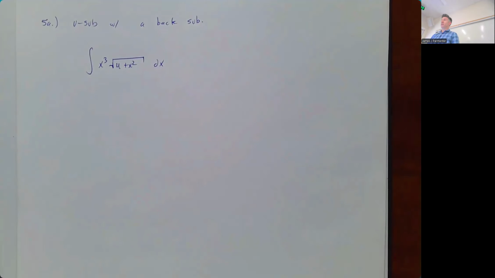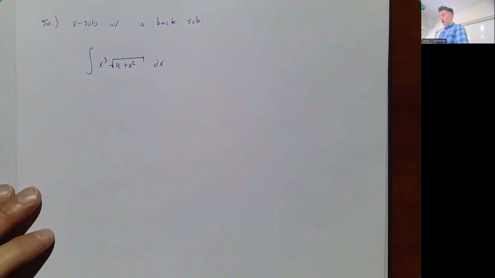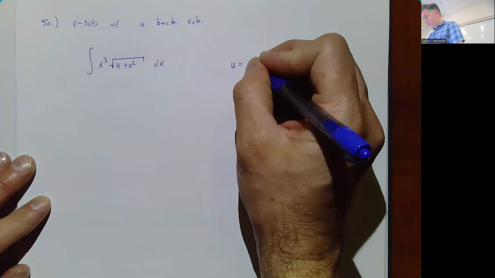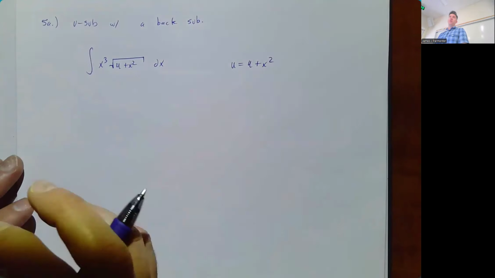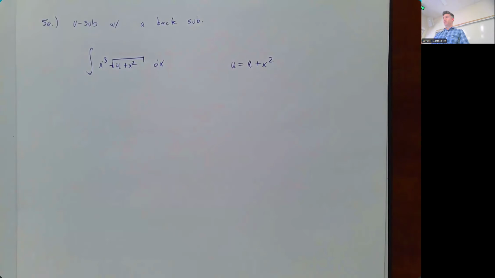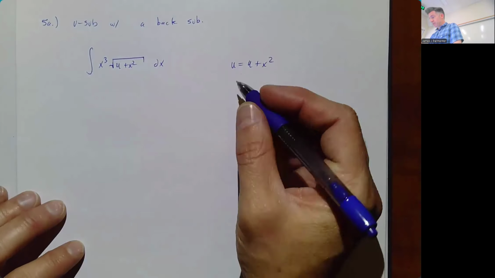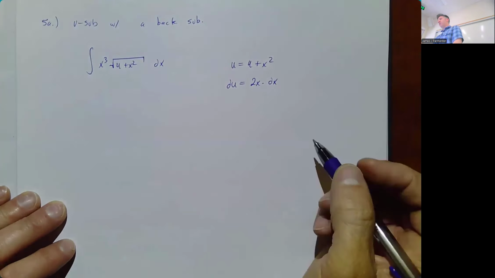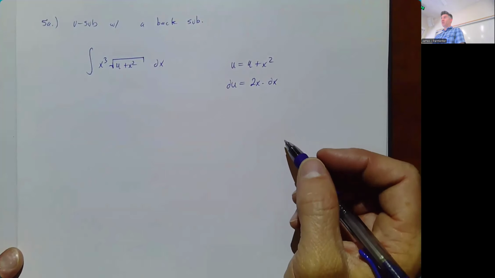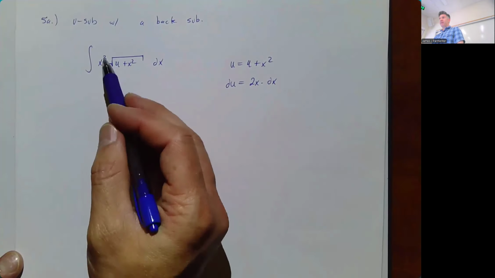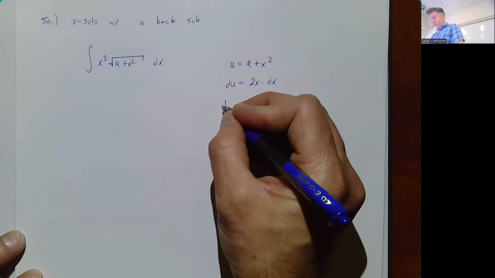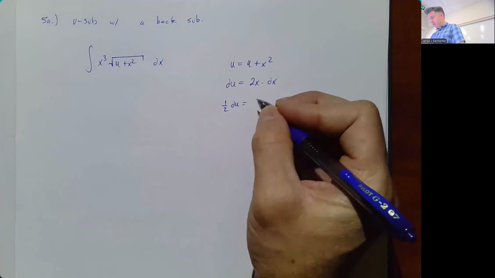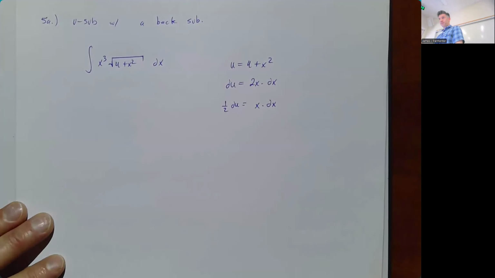It's debatable if this method is easier or not. I think it definitively is, but other people would maybe argue that it wasn't. I think they're wrong. I'm going to try letting u equal 4 plus x squared instead of jumping straight to the trig substitution, x equals 2 tangent theta. If I do this, my du is equal to 2x times dx. And while I don't have a 2 times x times dx, I do have an x. It's hiding in the x cubed there. So I can think of this as 1/2 du equal to x times dx.